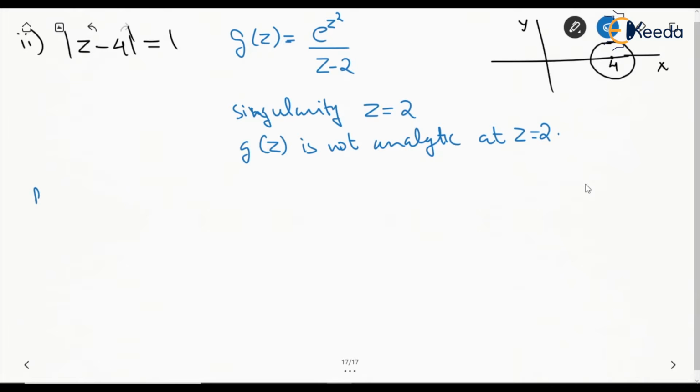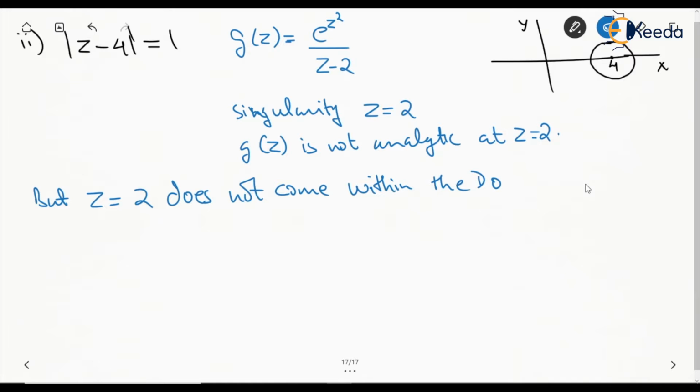But z equal to 2 does not come within the domain of C2. Let's say this is C2. So this point z equal to 2 must lie somewhere here, 2, and this is radius of 1. So that means this z equal to 2 is out of the domain we are discussing about.